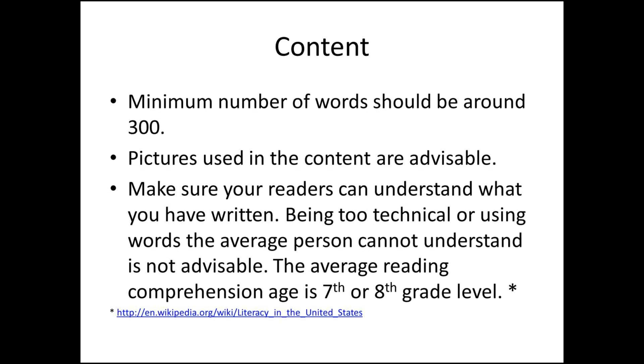A good article for SEO should be a minimum of like 300 words. Pictures are advisable to use in there, because that gives not only your reader something to look at and relate to the story, but you can use the keywords in the picture as far as your title and your alt tags and that sort of thing. So that actually helps.